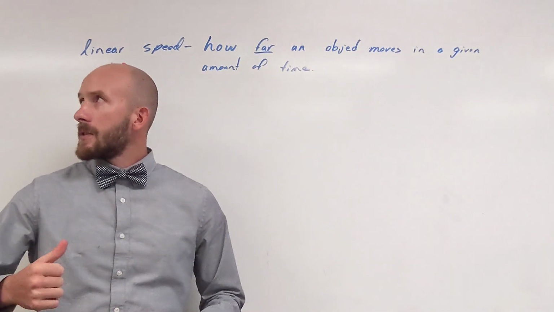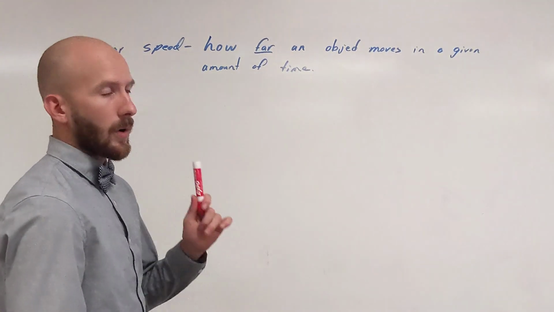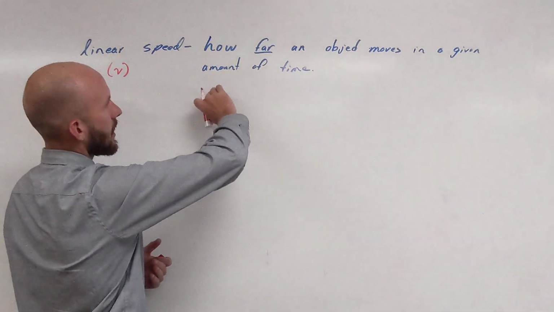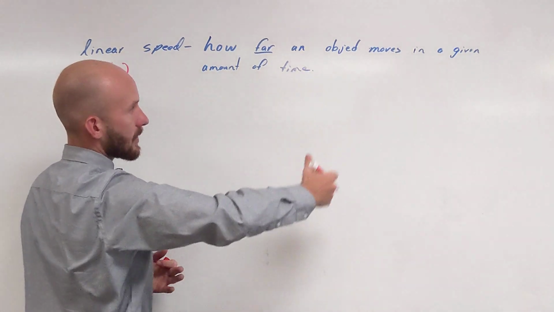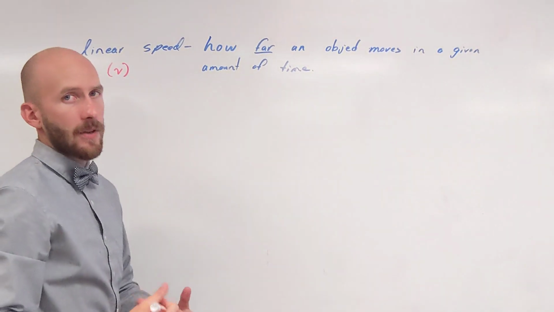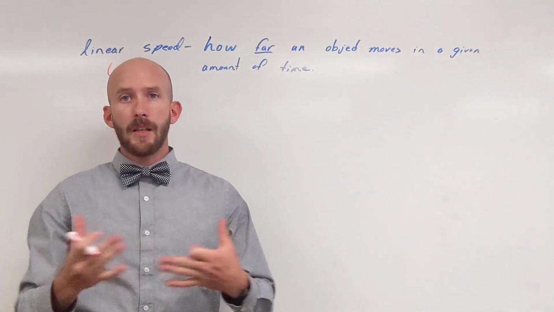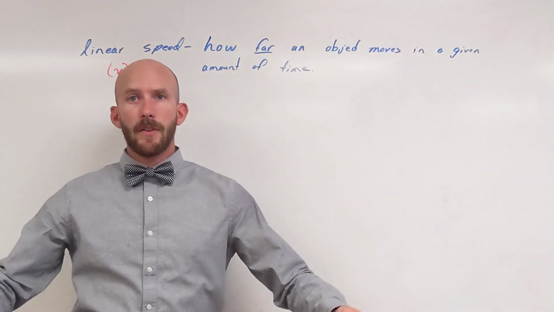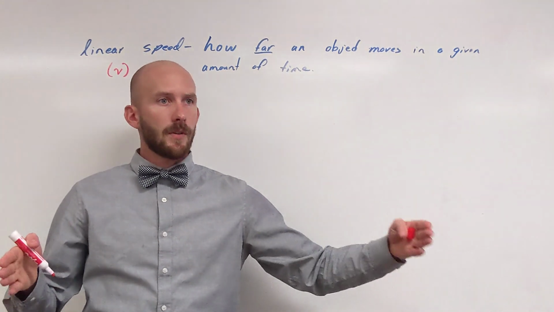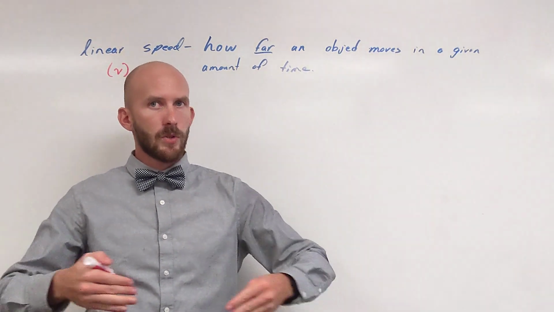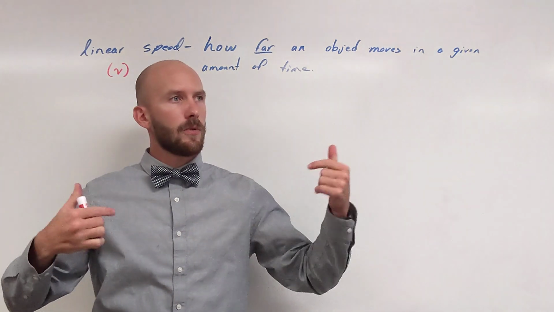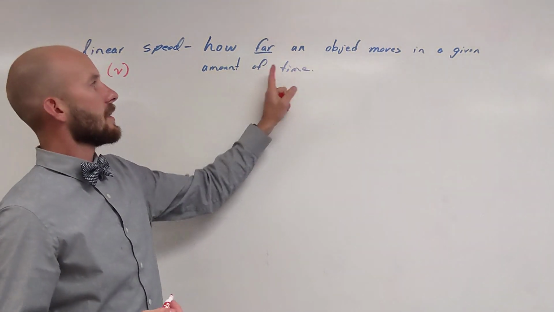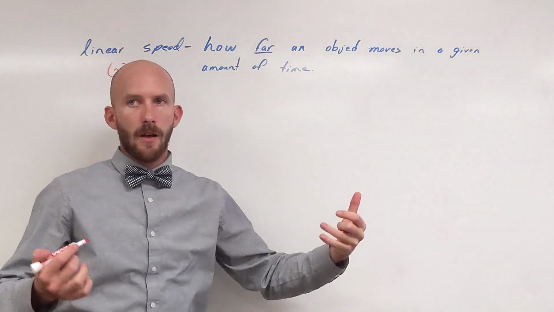I do want to talk about some of the units for linear speed, because again, with linear speed, we're talking about how far an object moves in a given amount of time. That's why we have things like, when we say 60 miles per hour, that means an object traveling at that rate would cover 60 miles in 1 hour, right? So we're talking about how far.